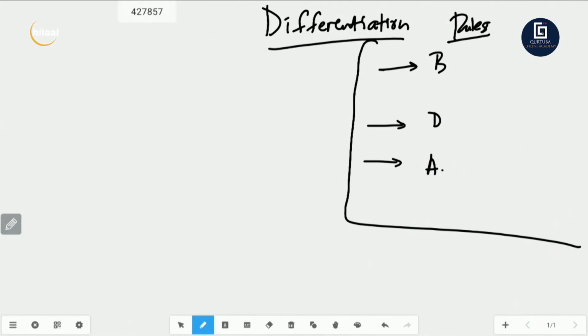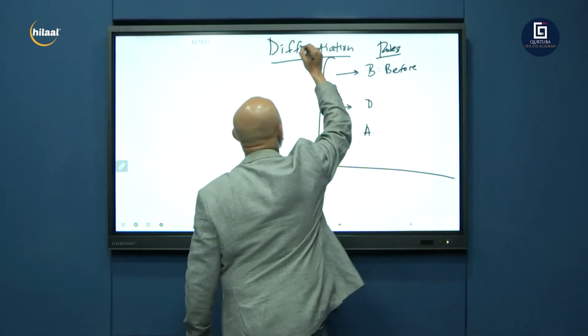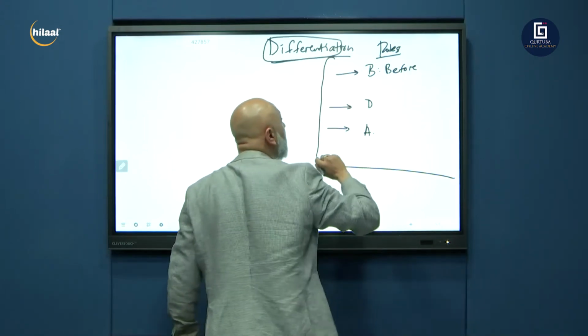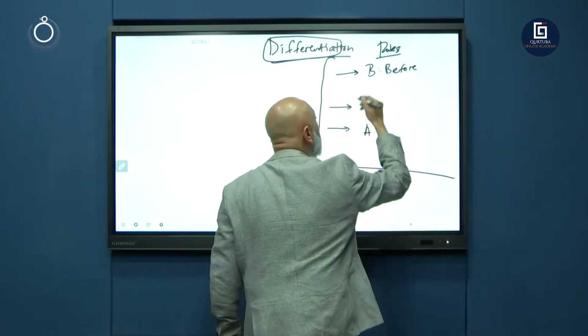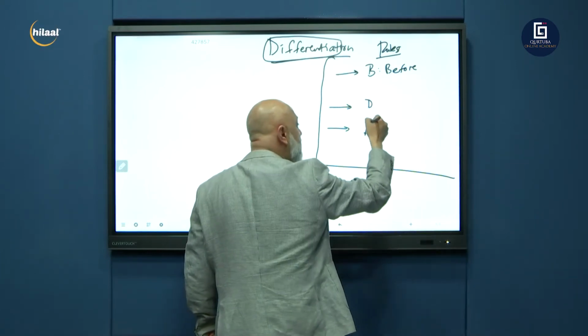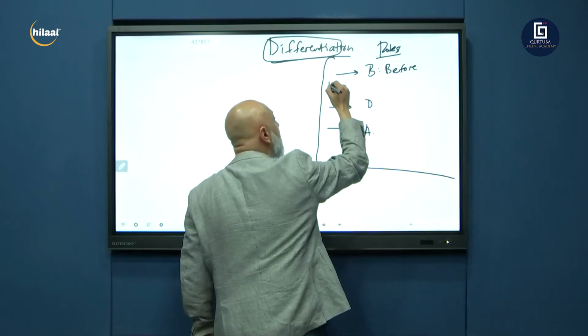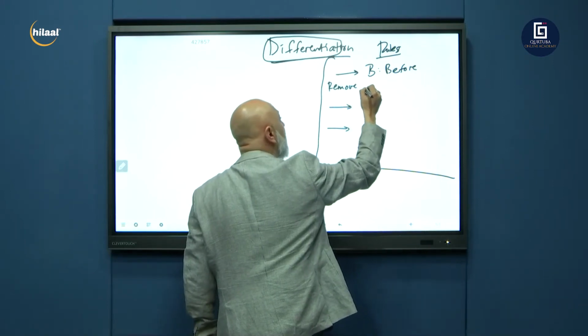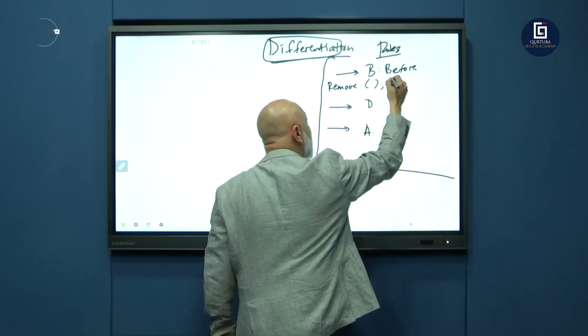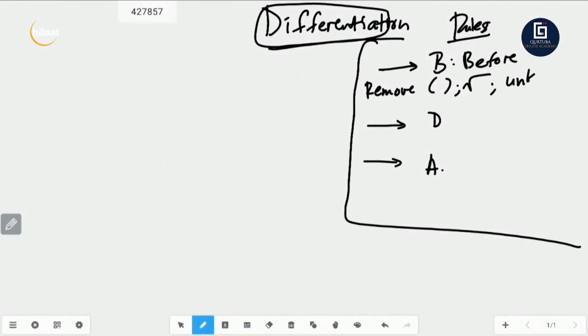Okay, so let's start with B. What does B stand for? Before. So before you differentiate, right? What do we need to do? So it's done in 3 parts. Part 1, part 2, part 3. So before differentiation, we need to remove brackets. We need to remove surd signs, or we need to remove unknowns from a denominator if a fraction is given. What we want to do is we want to make it linear. We want to put it in a straight line.